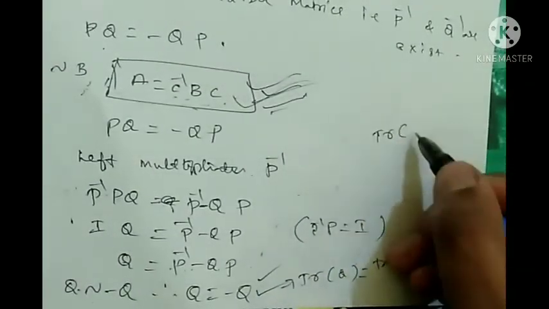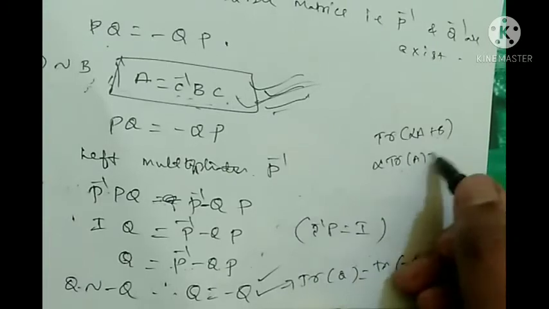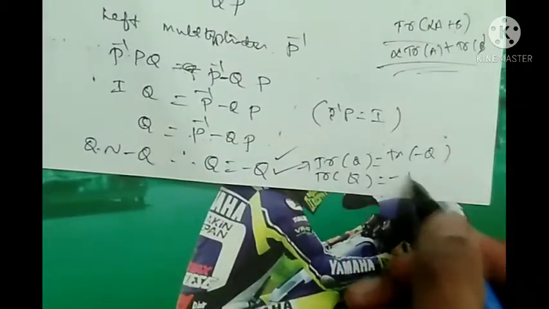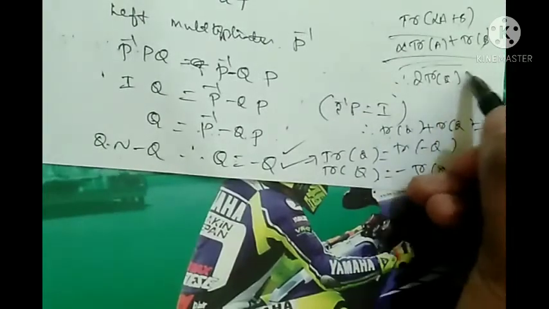We know that trace is linear: trace of alpha A plus B is equal to alpha into trace of A plus trace of B. We apply this property here. We apply trace of Q is equal to minus trace of Q. Therefore trace of Q plus trace of Q is equal to 0. Therefore 2 trace of Q is equal to 0 and trace of Q is equal to 0. We get trace of Q is equal to 0.